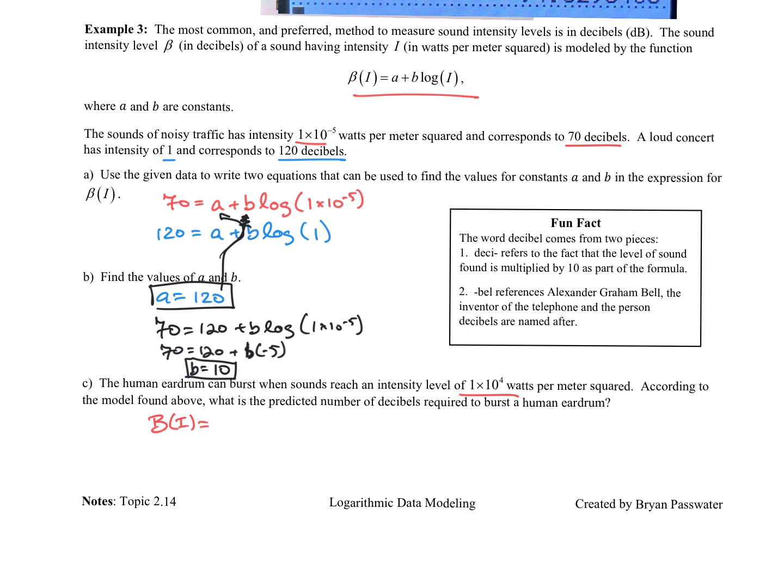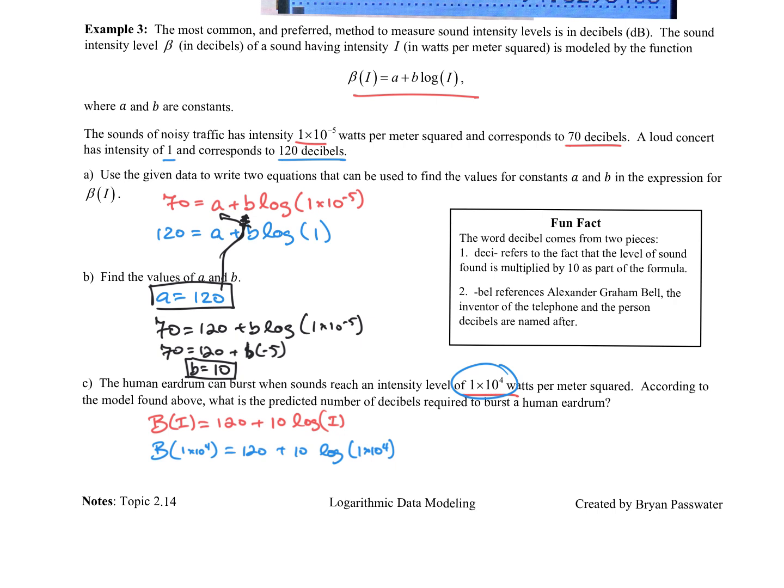So my B of I equation is equal to this A plus B log of I, right? And so B of I would be equal to, what's my A? 120 plus, what's my B? 10, and then log of I. And so what am I doing with this 1 times 10 to the 4th? That's my input. Now I'm looking for my output. So I'm looking for B of 1 times 10 to the 4th power, which is equal to 120 plus 10 log of 1 times 10 to the 4th. All right. Well, what is 1 times 10 to the 4th? That's just 10 to the 4th.